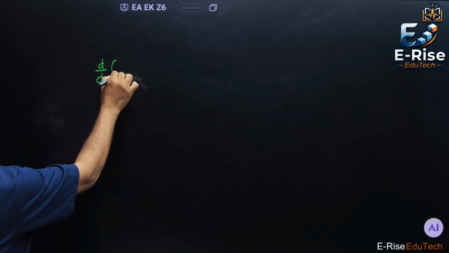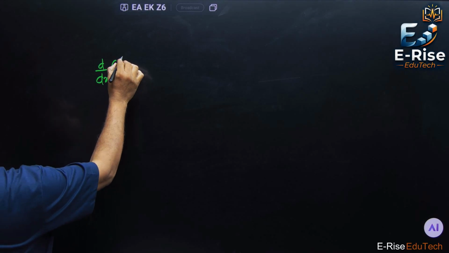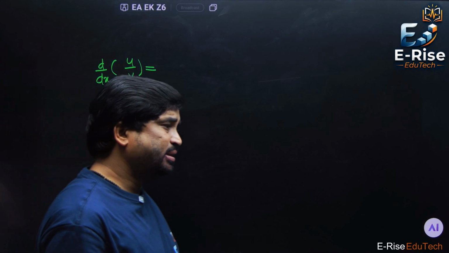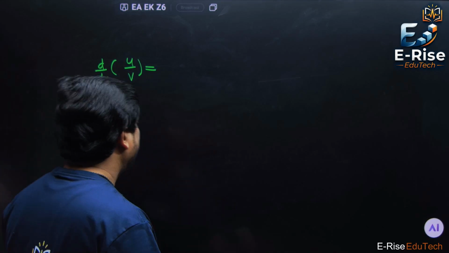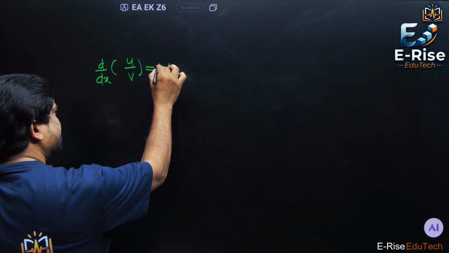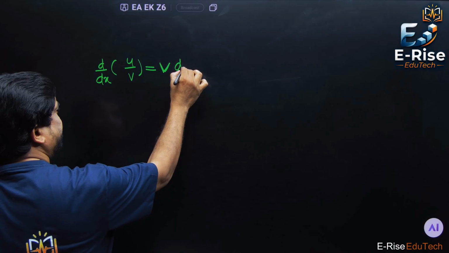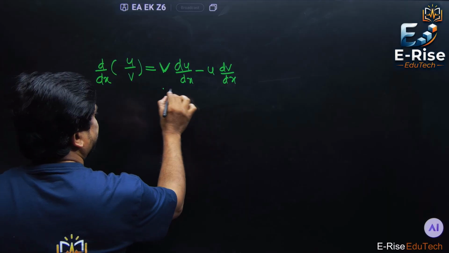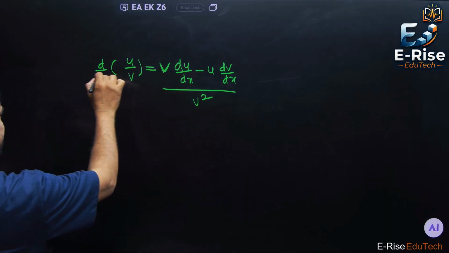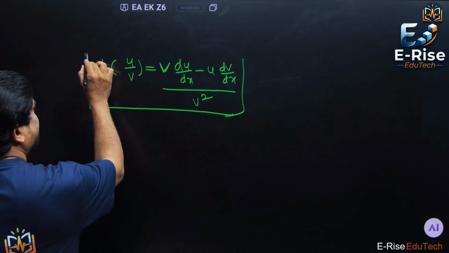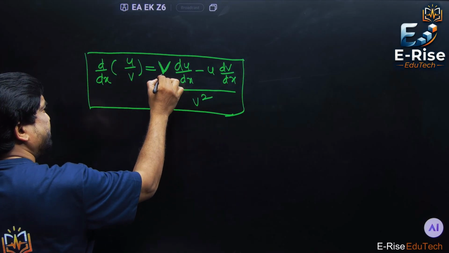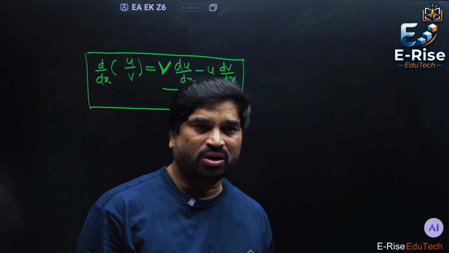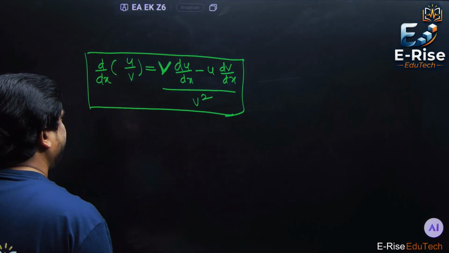D by dx of u by v. This is a very important formula. Try to remember. Then how to write the formula? That's very important. First start with v only. You must start with v only. V into du by dx minus u into dv by dx, all divided by v square. Very important formula, and write the same as it is. First start with v only, not anything else. You must start with v only.